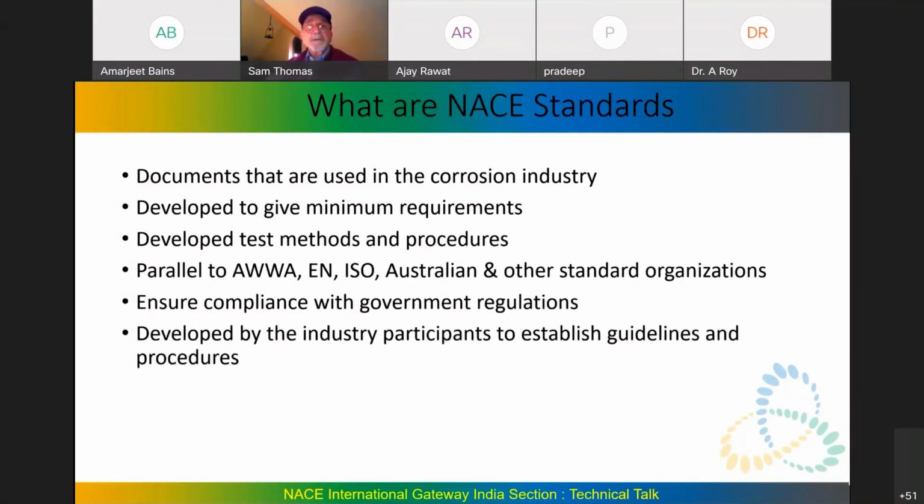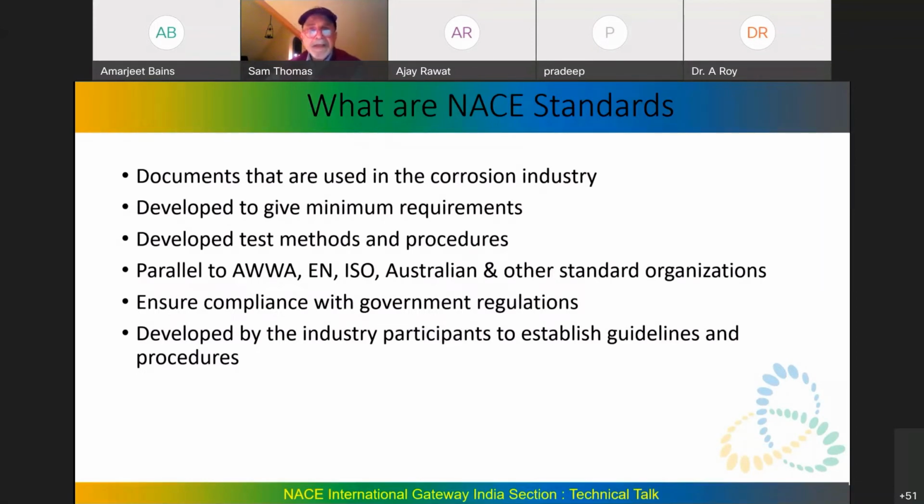The next slide really talks about what the NACE standards are. As I said, there are standards. It's a document that is used in the corrosion industry, a minimum requirement. In the case of materials, as an example, it will give you the type of materials in generic terms. It will talk about the test methods and the values of those test methods. You will generally have tables that have the properties, both in terms of qualification of a material, and then as you're using the material, the quality control test values and test properties that you would use to test the proper application of that material in the case of coating materials.